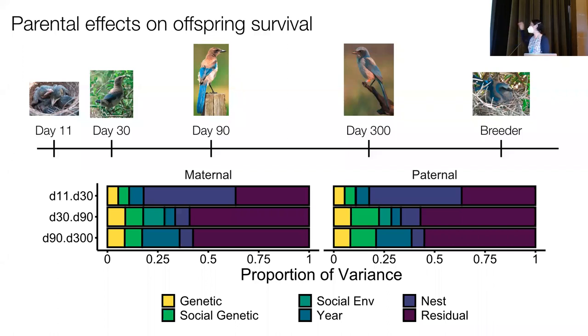So here, once again, are the variance component analysis results. Yellow is additive genetic effects, green are the maternal or paternal effects, and purple is everything else. You can see that we have lower estimates of additive genetic variation for our survival traits compared to nestling weight, which is consistent with a lot of work showing lower heritabilities of traits important to fitness. But we do see larger social genetic effects for survival.